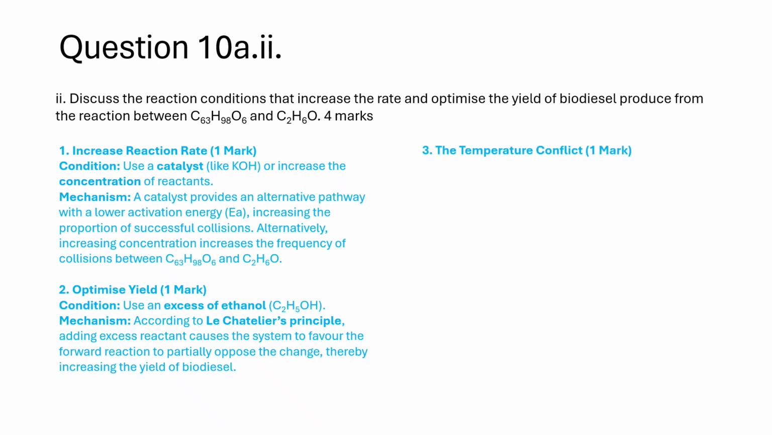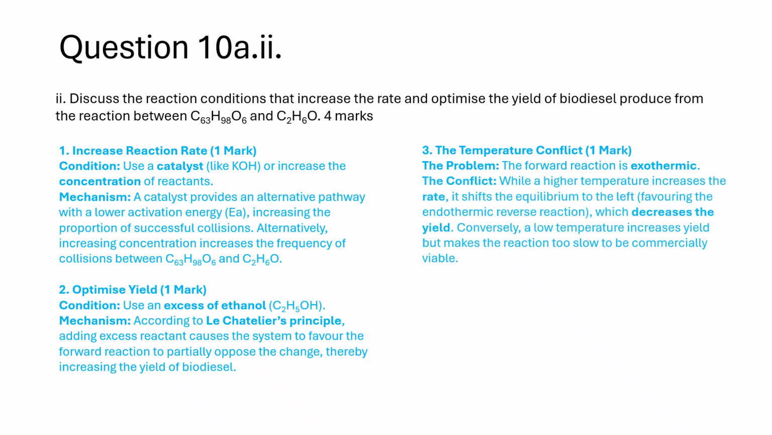3. The temperature conflict. 1 mark. The problem: the forward reaction is exothermic. The conflict: while a higher temperature increases the rate, it shifts the equilibrium to the left, favoring the endothermic reverse reaction, which decreases the yield. Conversely, a low temperature increases yield, but makes the reaction too slow to be commercially viable.